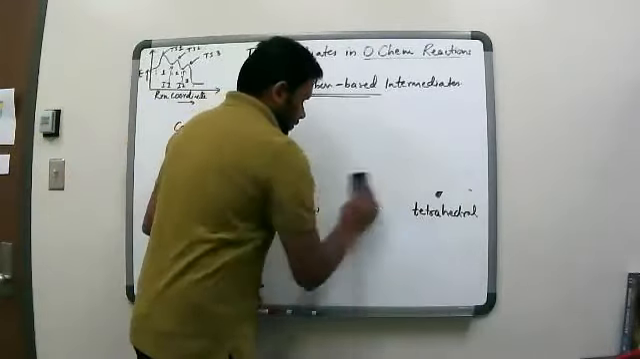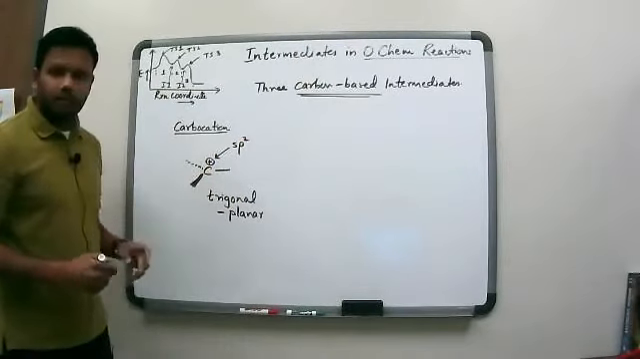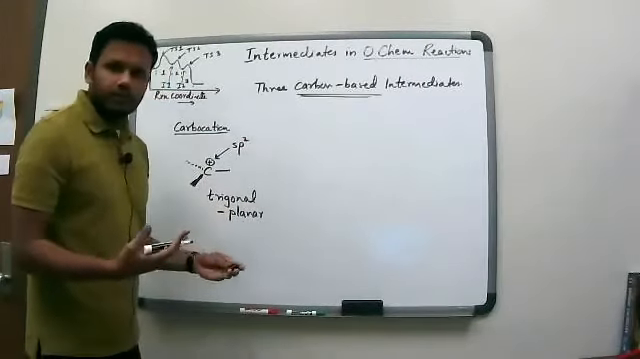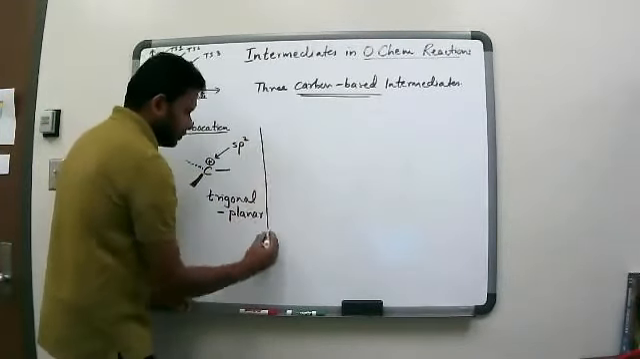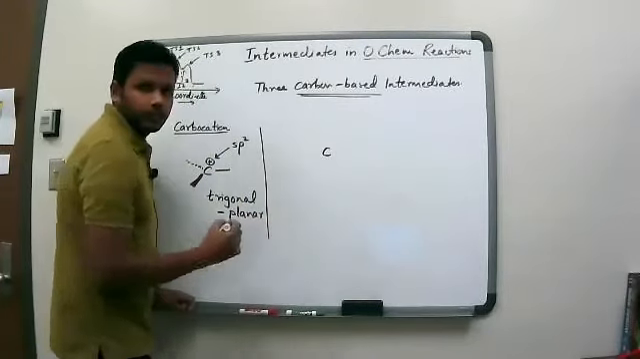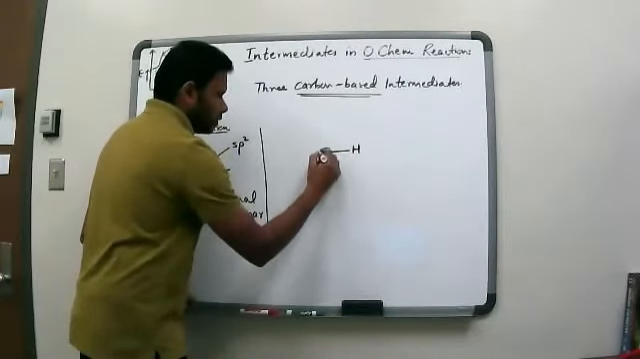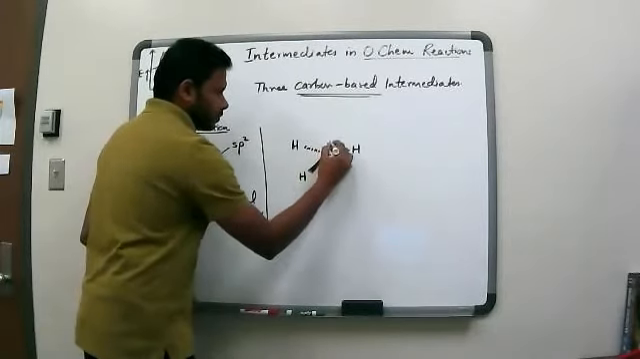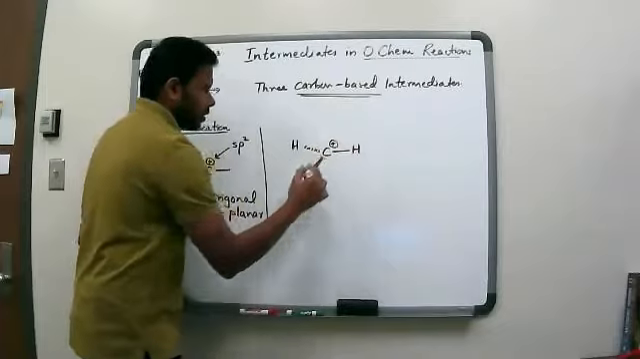So we have a carbocation. This is a carbon with a positive charge to it. Now, let's consider a few different carbocations. So let's assume we have a carbon with three hydrogens to it, and this carbon has a positive charge to it.